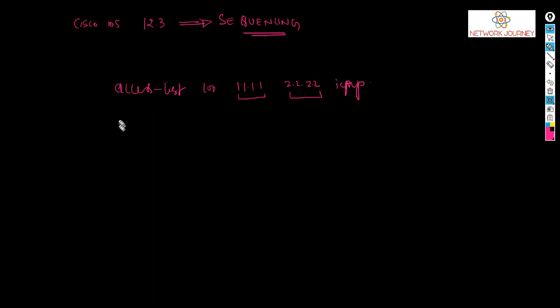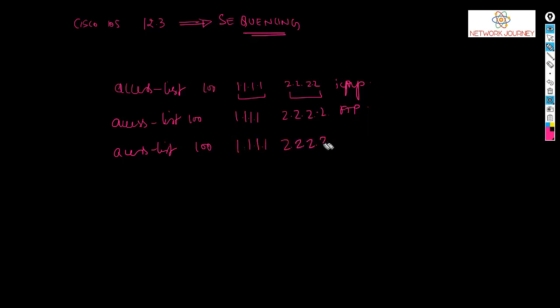Okay, in a similar way I am writing another access list where I say 1.1.1 reaching to 2.2.2 on FTP. Similarly, I am writing another access list where I say 1.1.1 reaching to 2.2.2 on DNS. So let's say this was for permitting, permit, and permit.